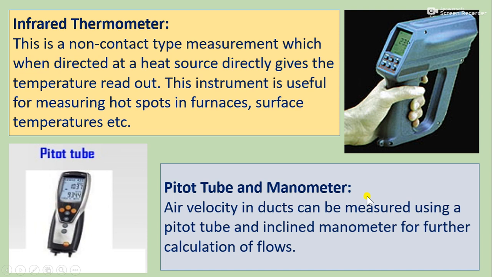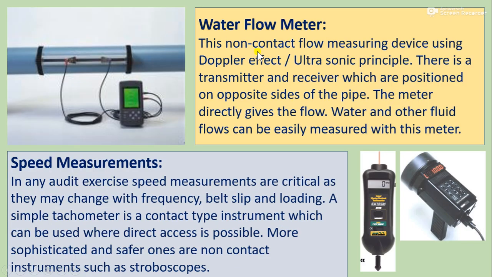Pitot tube and manometer. This is also used in case of ducts in air conditioning systems to measure the air velocity. Water flow meter. It is a non-contact type flow measuring device which works on the Doppler effect and ultrasonic principle. There is a transmitter and receiver which are positioned on opposite sides of the pipe. This meter gives a reading of the flow of water and other fluids flowing inside the pipe.